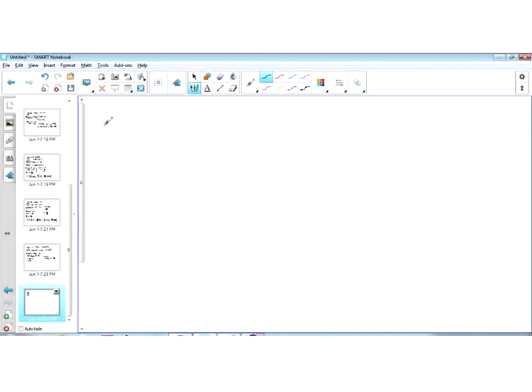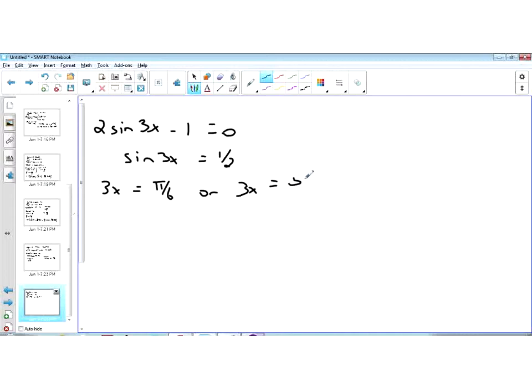All right, here's an interesting one. So let's solve 2 times the sine of 3x minus 1 is equal to 0. All right, so in this case, we'll have sine 3x is equal to a half. So we require then that 3x equal pi over 6 or 3x equal to 5 pi over 6.